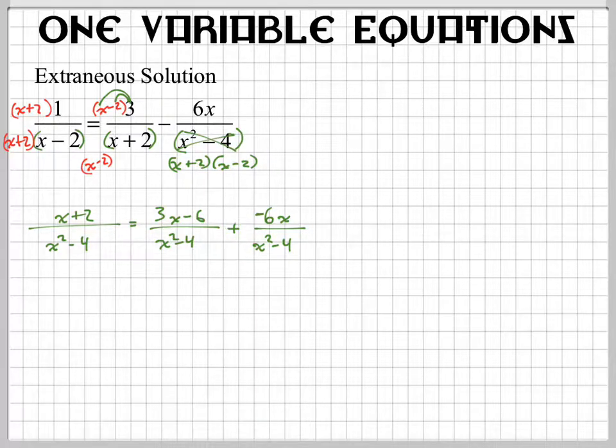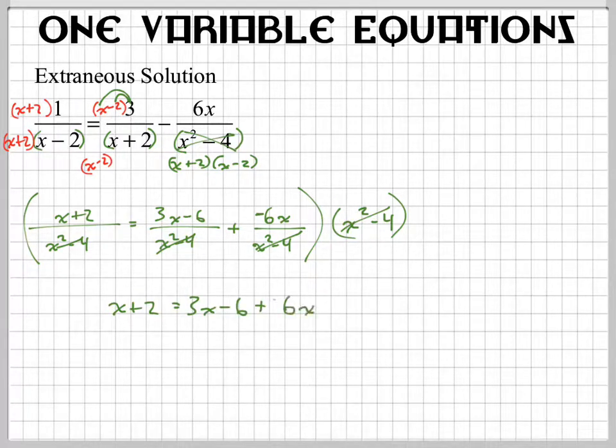Okay. Now, all the denominators are the same. We can kill these fractions the same way that we did before, by multiplying everything by x squared minus 4, because the common denominator is x squared minus 4, right? Except this time, let's just take the shortcut and cross them all out. So now we have x plus 2 equals 3x minus 6 plus negative 6x. That's just the numerator right here. And you solve it.